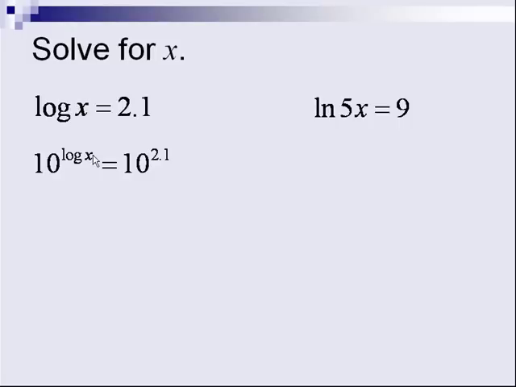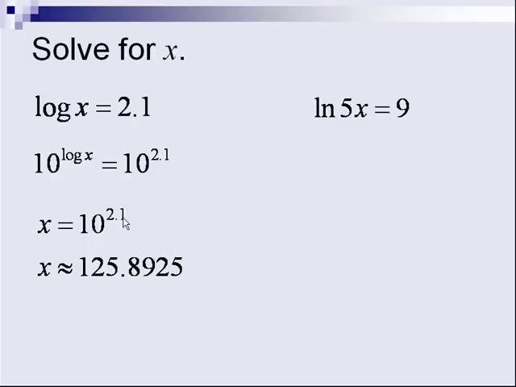And remember, 10 to the log of x is just going to be x. So this side over here is going to simplify to my variable, and that's what I want to happen. So we take each side as a power of this base that I used to have for my log. So 10 to the log x and 10 to the 2.1. And so then we just have x on the left side. 10 to the log of x is x.